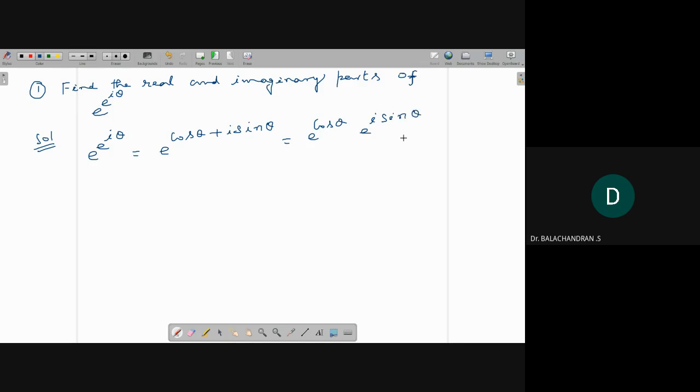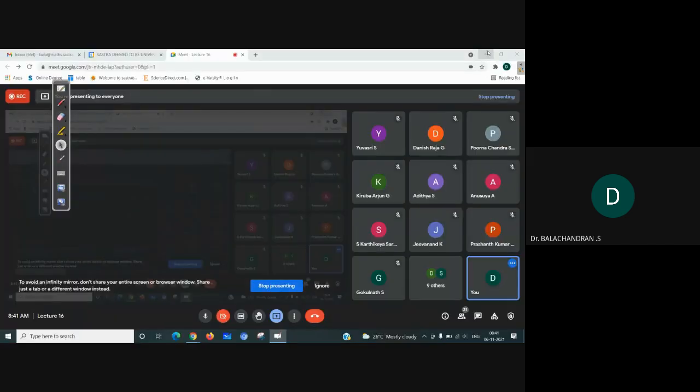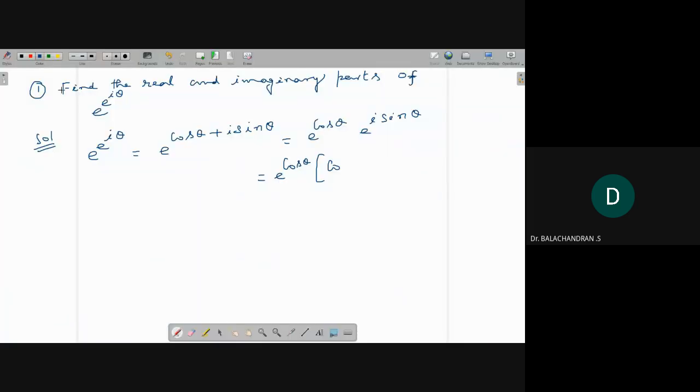Now this one you can write e power cos theta. This is of the form e power i theta. e power i theta is what? Cos theta plus i sin theta. So instead of theta, here I have sin theta. So you get cos of sin theta plus i sin of sin theta. Okay. So now I need the real and imaginary part.